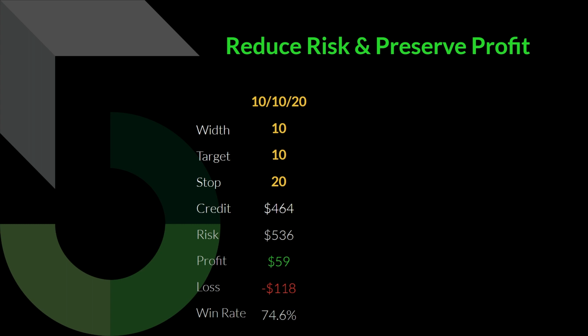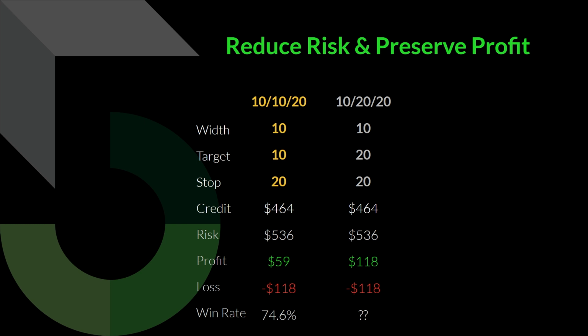Okay, the average loss, as you saw from the previous picture, was negative $118, or a $118 loss. Win rate 74.6%. So one thing that I'm going to be trying, again, in paper, is this iteration right here. This is the 10-20-20. And all I'm doing here is just increasing the profit target up to 20%. So instead of going for 10% profit, I'm going to go for 20% profit.